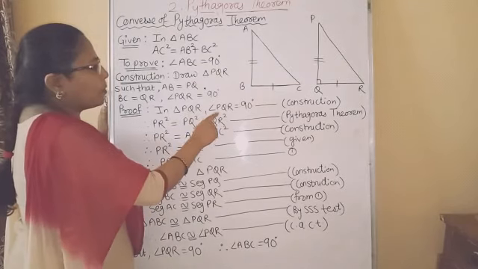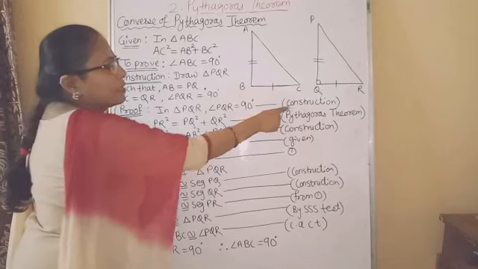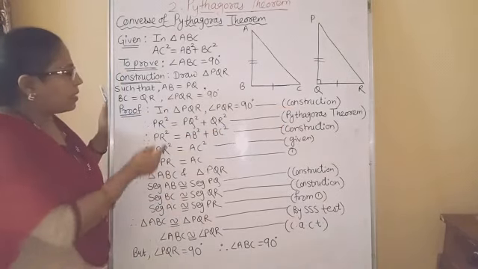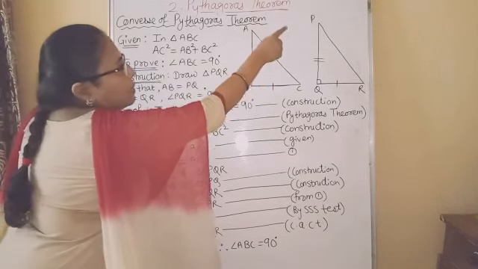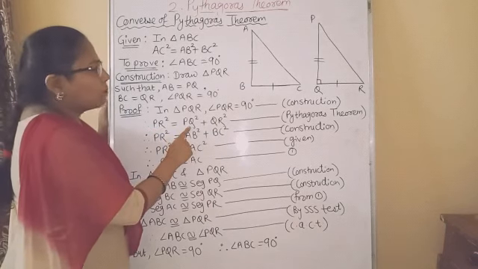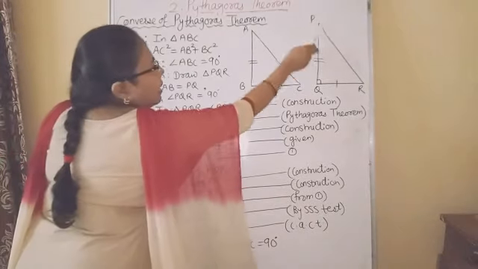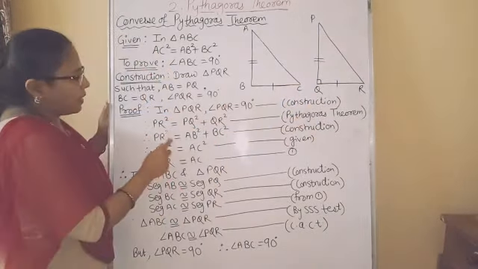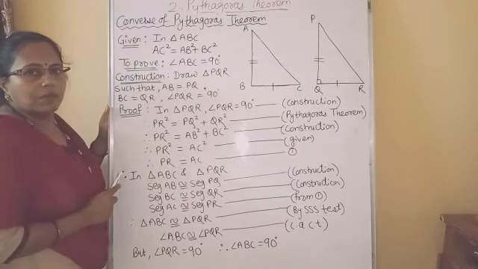In that triangle PQR, we did construction angle PQR is equal to 90 degree. So we can follow Pythagoras theorem here. According to that, hypotenuse square. PR is the hypotenuse. So PR square is equal to PQ square plus QR square. And reason we will give Pythagoras theorem.